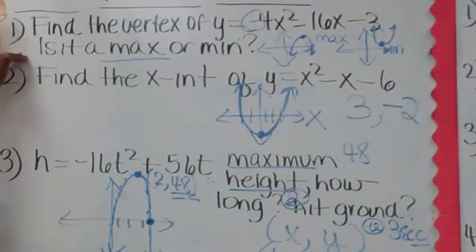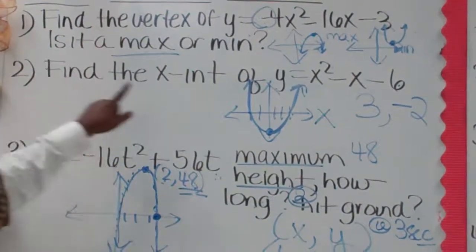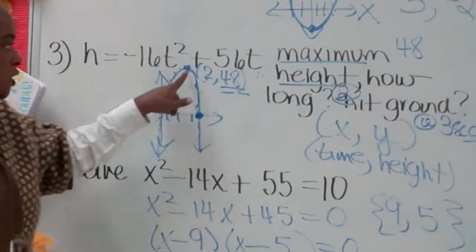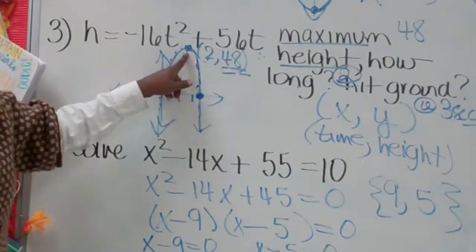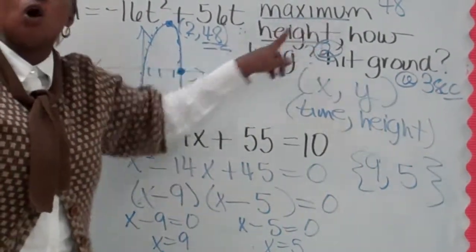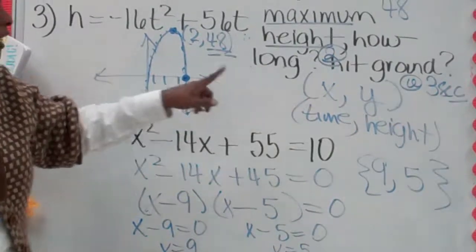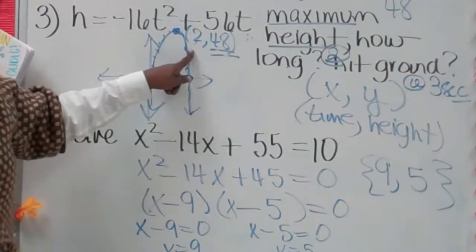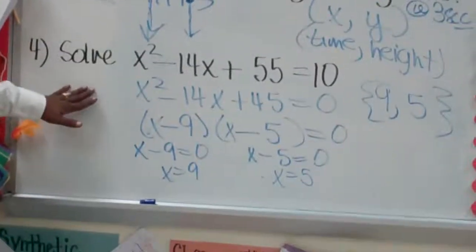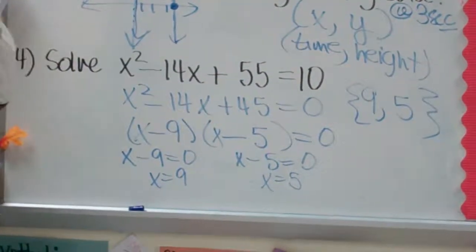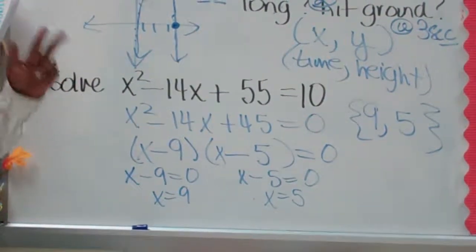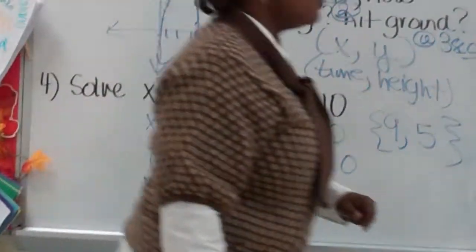So, back up to number 1 really quick. Vertex, max, or min. Find the x-intercepts, the places where it crosses the x-axis. Solve a word problem. Maximum height is just the y-coordinate of your vertex. How long it takes to get to the maximum height is your x value. The x value is always your time. And at what time did it hit the ground? Approximately 3 seconds. 4th problem, simply solve a quadratic. Get a 0 on one side, move the other numbers over, factor, and set each factor equal to 0.